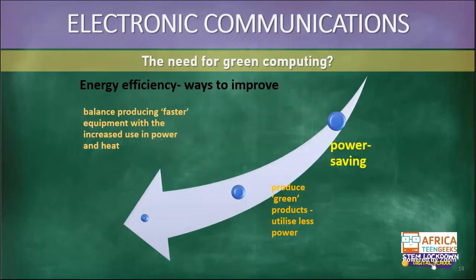So how do we improve? Now we look at power saving. Produce green products that utilize less power. So we need to focus on producing products that utilize less power, and then balance producing faster equipment with the increased use in power and heat, because most of the equipment that we have in the industry do quite a lot of work, but they need lots and lots of energy. And then as byproducts, they produce carbon dioxide, which is going to affect the greenhouse. And then we also have heat, which is going to affect in the form of global warming.